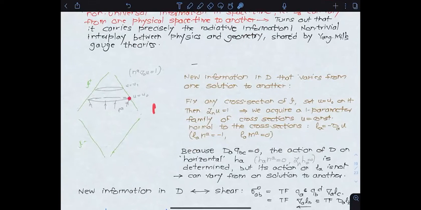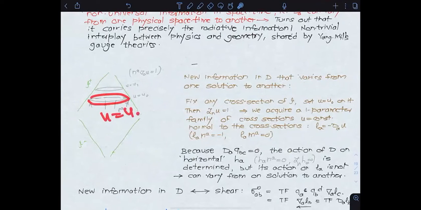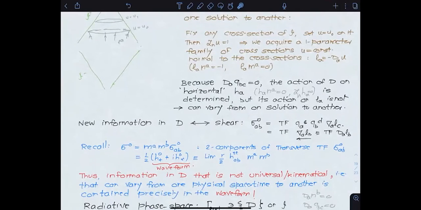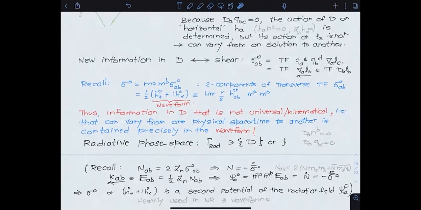And the normal one form to this is U equal to constant. And therefore the normal one form is just given by L_A, which is dA of U. This is the normal one form within Scri, because the cross section is U equal to constant. Okay. So I got this U equal to constant cross section, and we got this normal one form up here. So the statement is that the new information in D is a shear, and it is really just the trace-free part of this normal one form.